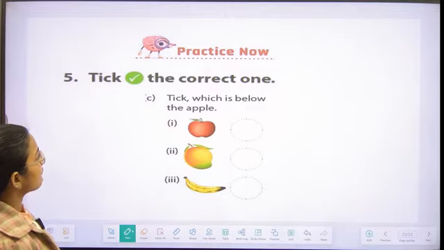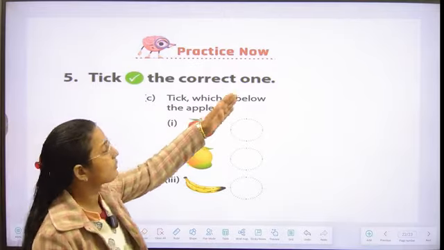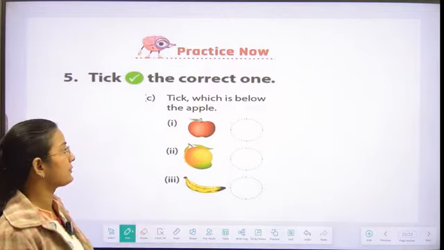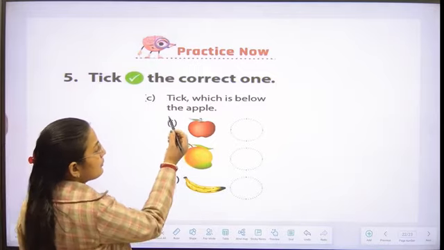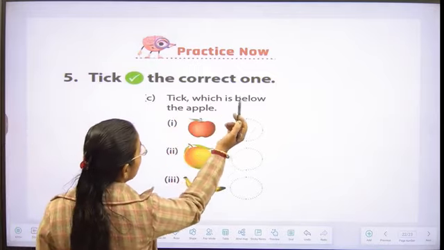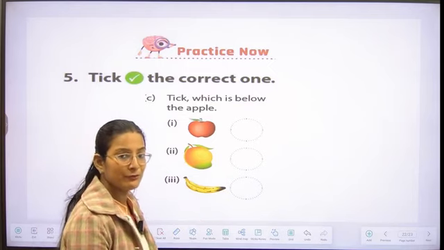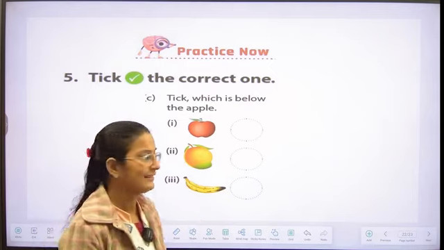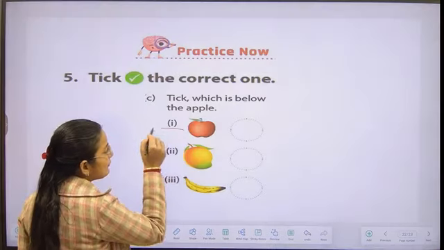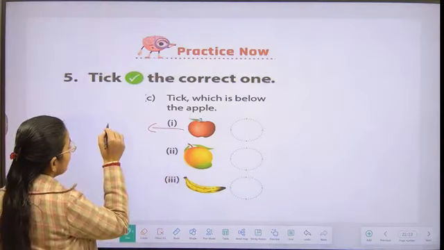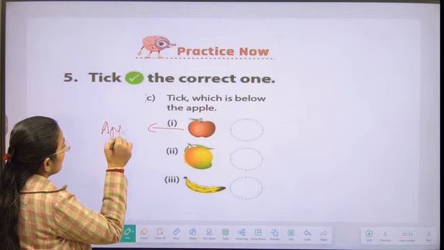What we have to do? We have to tick the correct one. We have to tick the correct option. Read the question with me. Tick which is below the apple. Wow, there are yummy fruits over there. So can you tell me which fruit is this, kids? This is apple.